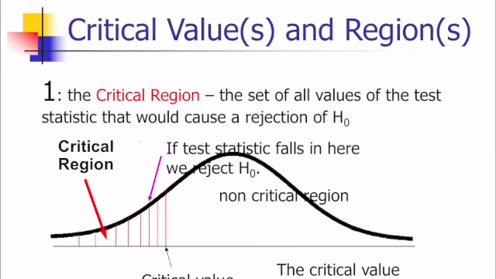So again, here's our critical region. We have the set of all values of the test statistic that would cause the rejection of H naught, and it depends on our alpha, this critical value. And here we have our non-critical region. This would allow us to not reject our null hypothesis.